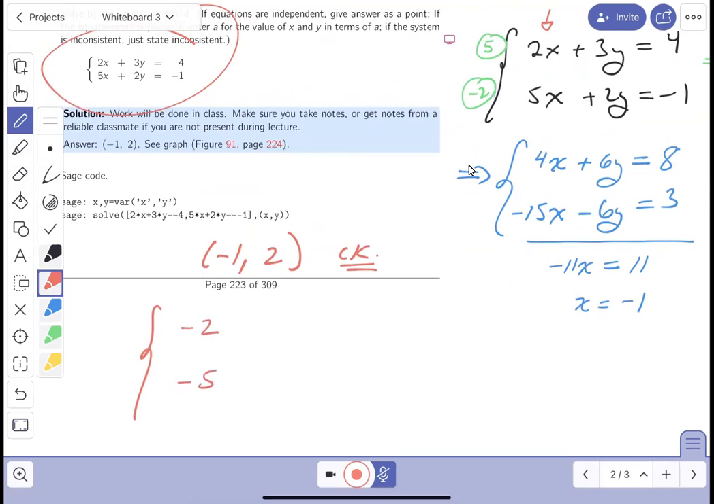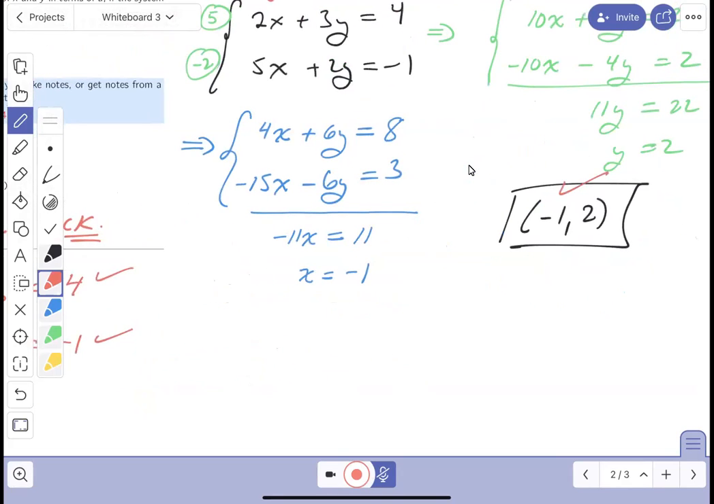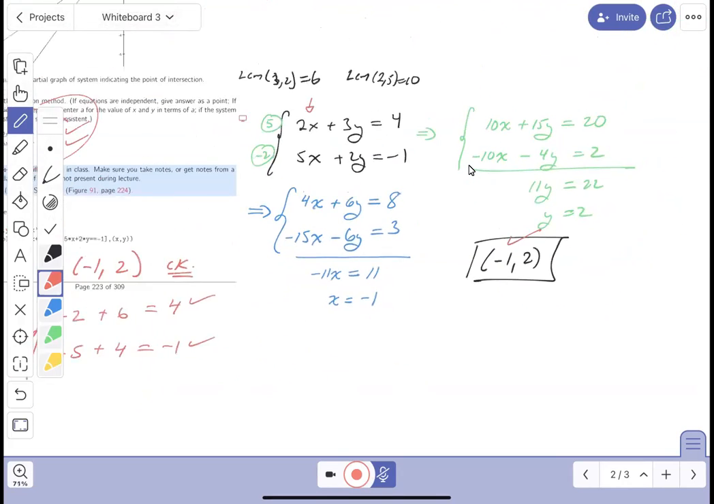And that's if x is minus 1. If y is 2, what do I get? Plus 6. That's in the first equation. In the second equation, you get plus 4. What's minus 2 plus 6? It's 4. That's exactly what they said it is. All right. What's minus 5 plus 4? Minus 1. That's exactly what they said it is. So now I know that's the correct answer. All right. By checking it. That's good. So that's a short section.